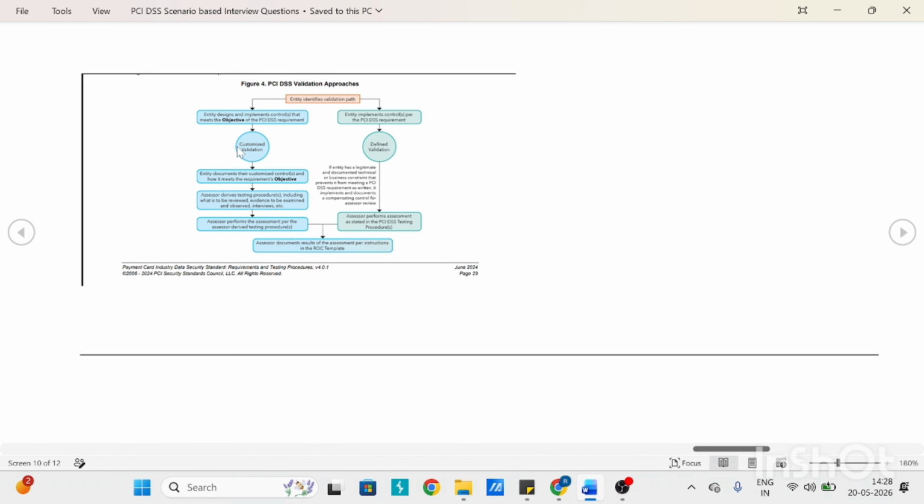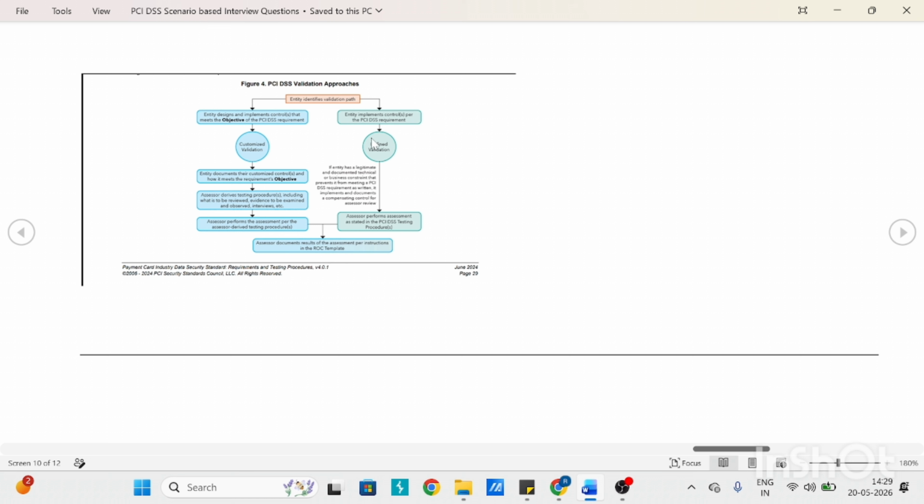But if I talk about the customized validation, what happens in the customized validation, guys? The entity designs and implements controls that meet the objective of the PCI DSS requirement. The entity documents their customized controls and how they meet the requirement objectives. Assessors need to derive testing procedures, including what is to be reviewed, what evidence is required to be collected, examined, and observed, interviews, etc. And then we can go for the ROC template.